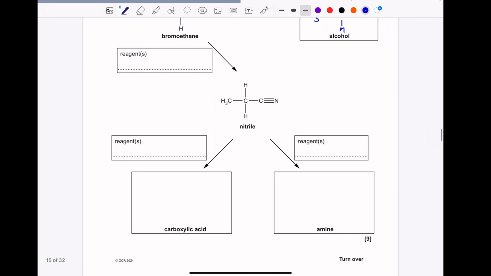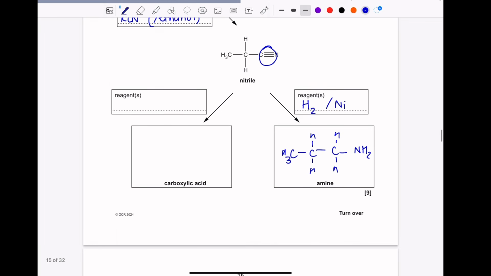Then bromoethane to nitrile requires potassium cyanide and ethanol, but ethanol was in brackets on the mark scheme, therefore you don't require it to gain the mark. And then nitrile to amine requires reducing this triple bond through the addition of hydrogen and a nickel catalyst. And that would look something like this. Then from nitrile to carboxylic acid, that requires aqueous acid. So yeah, aqueous acid. And that would be CH3, CH2, C double bond O, OH.